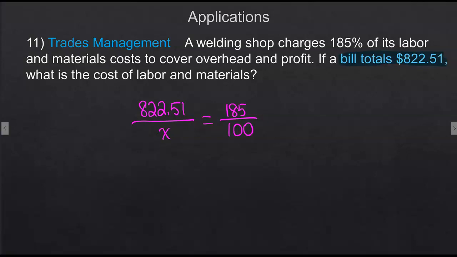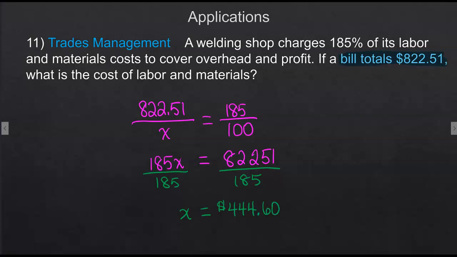So 185x equals 82,251. Because we're multiplying by 100, we are going to divide by 185. Also remember that 185% is way bigger than 100%, right? So if labor and materials is 444.60 and we multiply that by 185%, we would get 822.51. Okay.